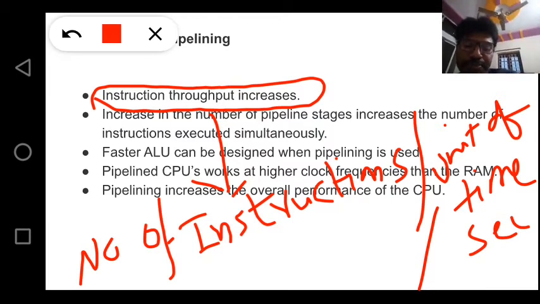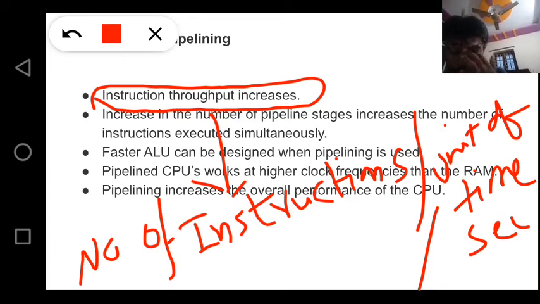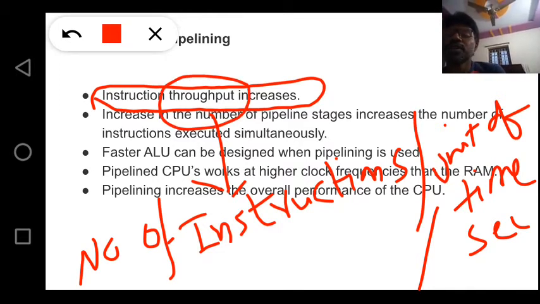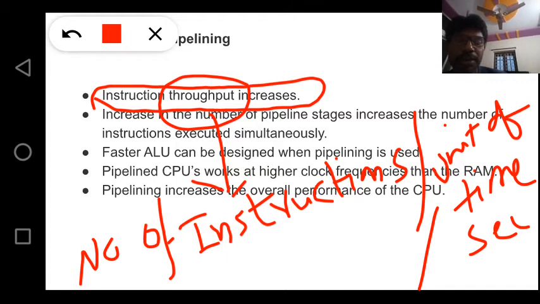So what happens when I say instruction execution cycle, number of instructions per unit of time? This number of instructions executed is nothing but what is called throughput. So what happens with pipelining? The number of instructions executed per unit amount of time will increase by implementing pipelining. How?